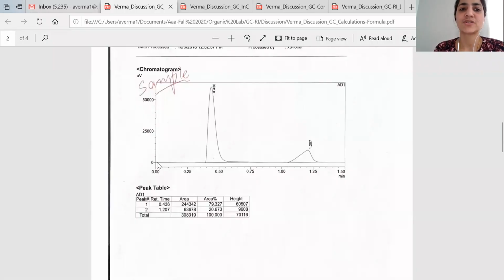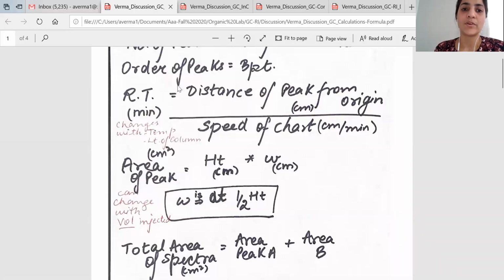The second and the foremost is the order of peaks. From the point of injection, the first peak that you would observe, no matter what the size and height, is the peak of the compound with the lower boiling point. As you move away from the point of injection, the boiling points will keep increasing. So this is something that you always have to keep in mind, that order of peaks on your gas chromatography spectra is dependent on the boiling point of that material.